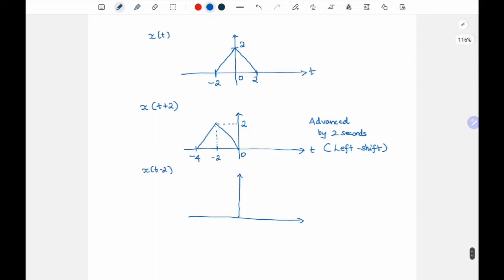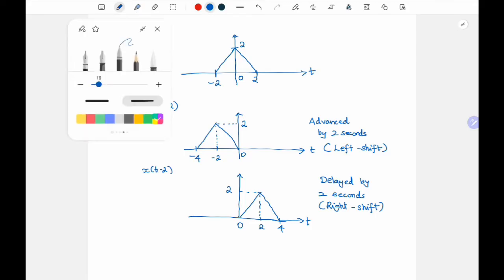What will happen? I just need to shift this by 2 units, right? So minus 2 will come to 0, 0 will go to 2 and 2 will go to 4. And I have this. This is 2 and this is 2. So this is delayed by 2 seconds. This is nothing but the right shift, right?